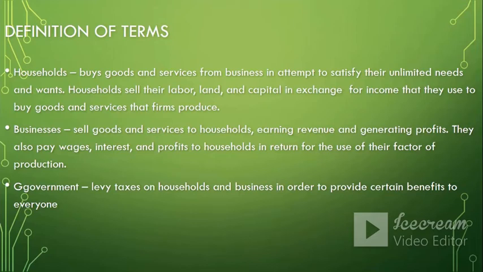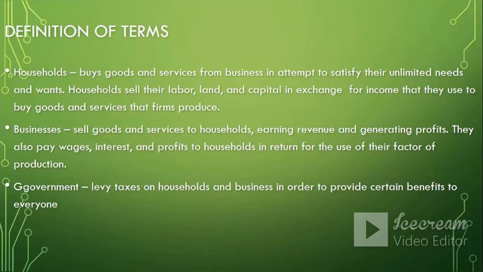So the businesses sell goods and services to households, earning revenue and generating profits. They also pay wages, interest, and profits to households in return for the use of their factors of production. And of course, government, sorry for the wrong spelling. But anyways, they levy taxes on households and businesses in order to provide certain benefits to everyone. So for the next slide, we are now going to tackle the circular flow in a three-sector economy. And after this, there is also a slide for the fourth sector.